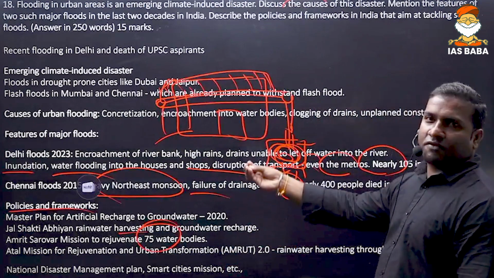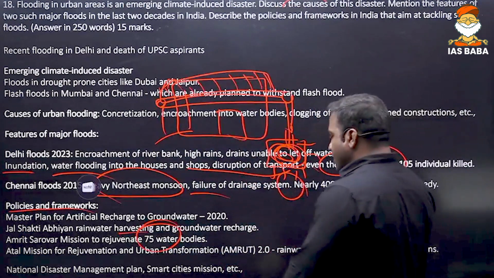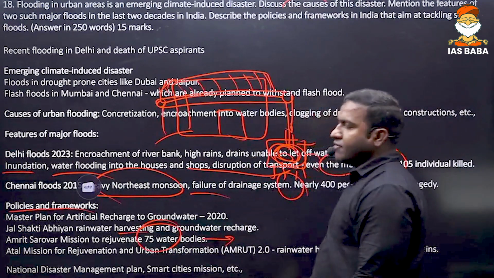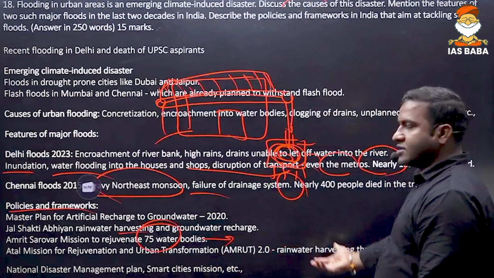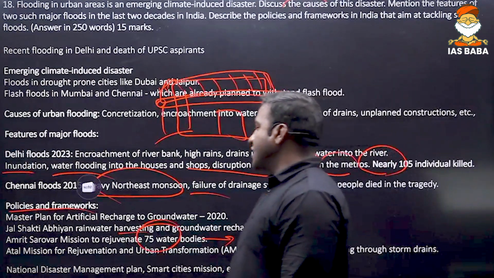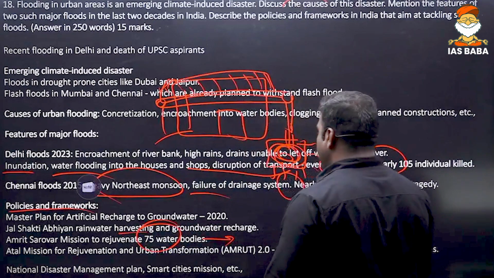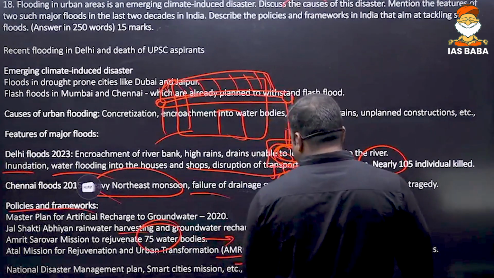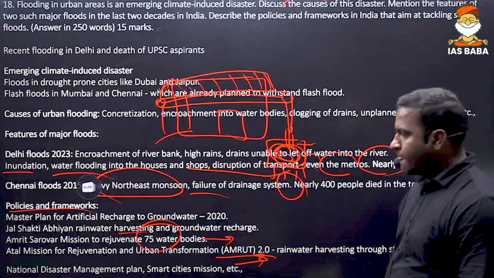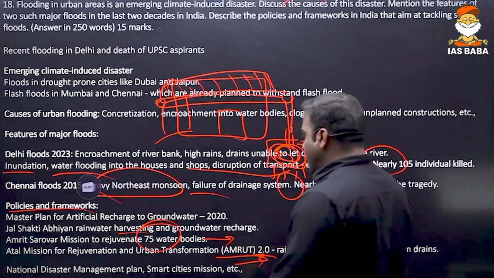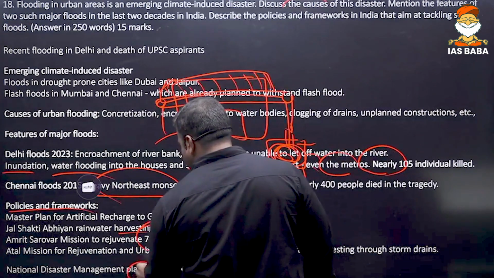Kejriwal, Chief Minister of Delhi, also had thought of building water bodies, tanks. They said they would be visible district by district. Not bad, a good initiative. Yes. Then Atal Mission for Rejuvenation and Urban Transformation. Rainwater harvesting through storms and drains. Then National Disaster Management Plan and Smart Cities Mission.